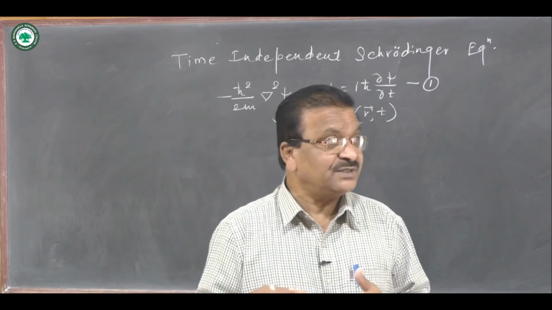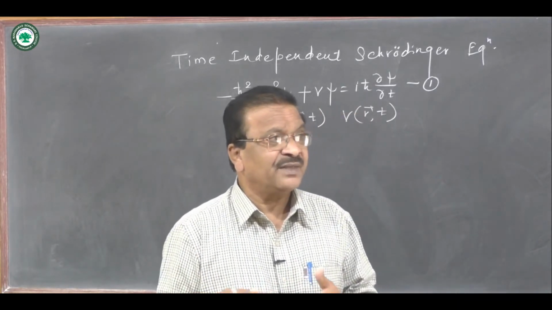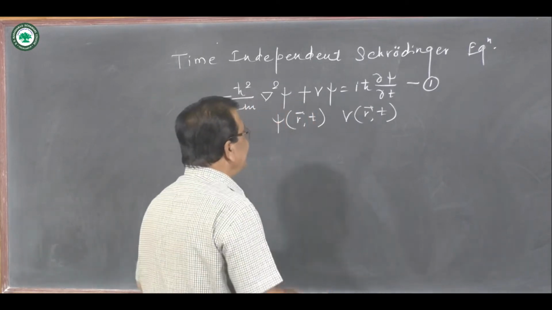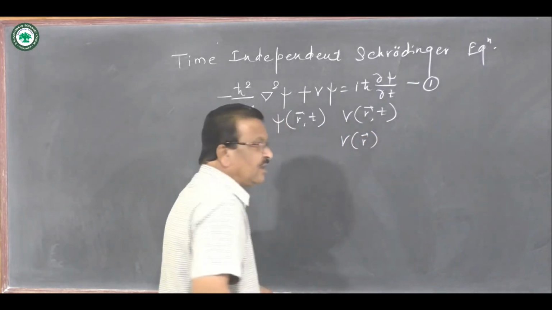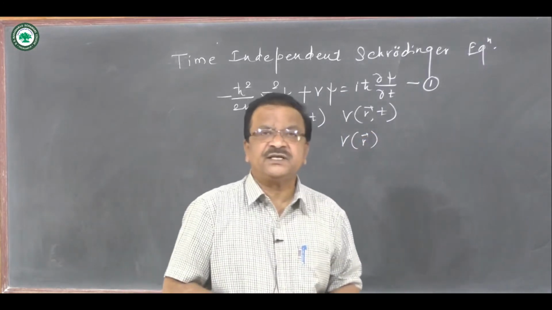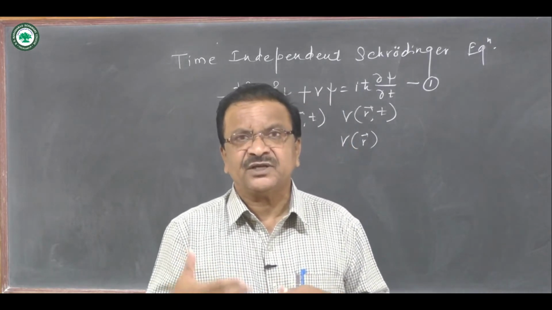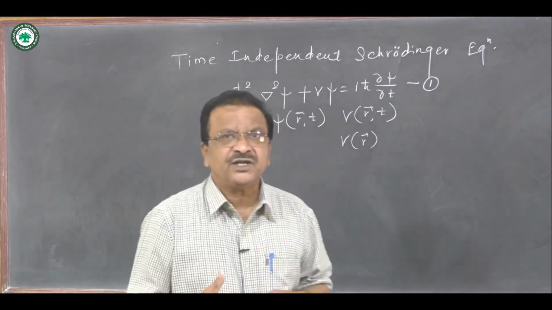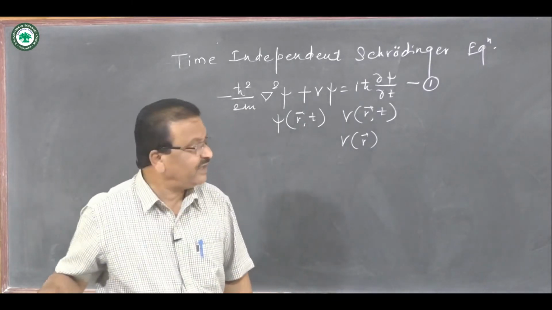Most quantum mechanical systems, like classical systems, have potential energy which depends on r and is independent of t. So V depends only on r. So we are going to make a crucial assumption that the quantum mechanical system under consideration has a potential energy which depends only on r and is independent of t.